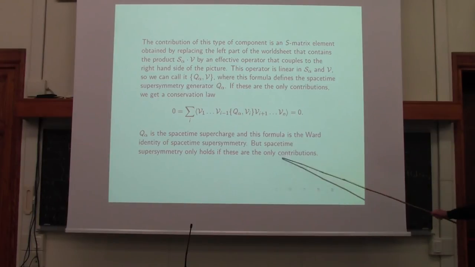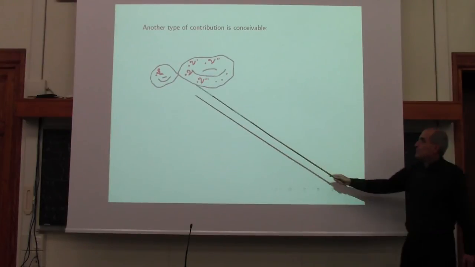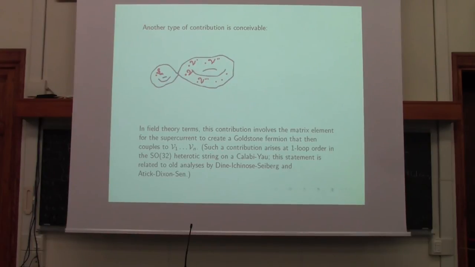But space-time supersymmetry only holds if these are the only contributions. There's another conceivable type of contribution where S alpha and nothing else is on the left-hand side. In field theory terms, this contribution involves a matrix element where the supercurrent creates a Goldstone fermion that then couples to the remaining vertex operators. So there's a real-life example where this happens. If that happens, you don't get space-time supersymmetry. You say that space-time supersymmetry has been spontaneously broken.